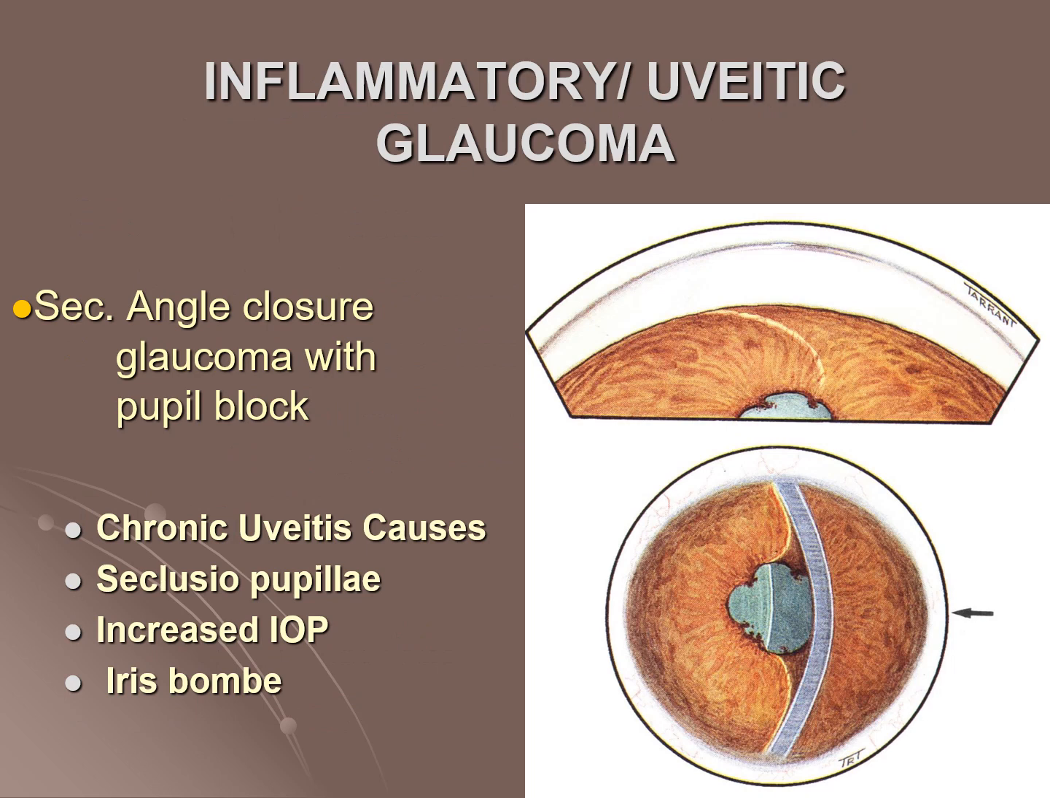In inflammatory uveitic glaucomas, here you can appreciate angle closure with pupil block. Chronic uveitis causes seclusio pupillae. Here you can appreciate the seclusio pupillae along with posterior synechiae. The whole of the pupil is clogged with the discharge, so it causes iris bombe. Here you can appreciate the iris bombe, ultimately causing irido-corneal contact and a rise in the intraocular pressure.